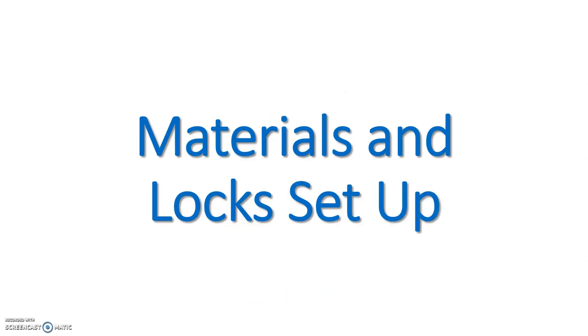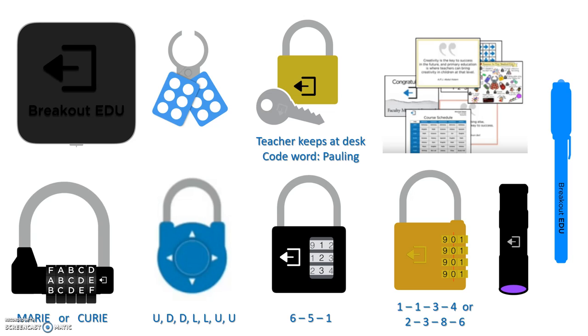Materials and locks setup. For this breakout lesson, I use only the large Breakout EDU box. I have used the 3-digit lock box in the past, but I prefer to use a separate 3-digit lock that gets added to the hasp. You also need the hasp, the lock with the key, the word lock, directional lock, 3-digit lock or lock box, 4-digit lock, UV pen and flashlight, and of course you'll need to print the materials.